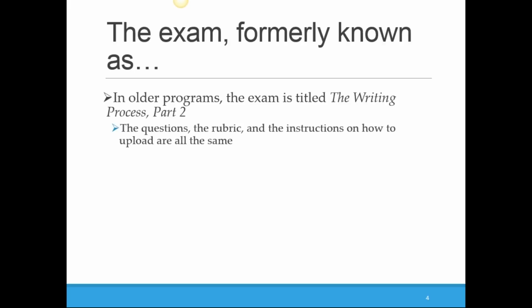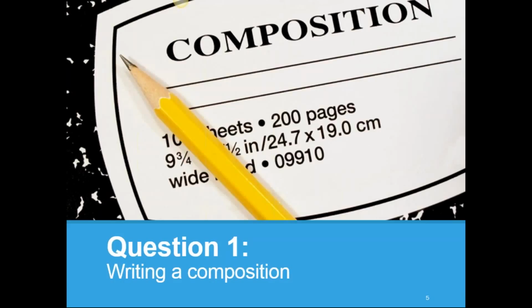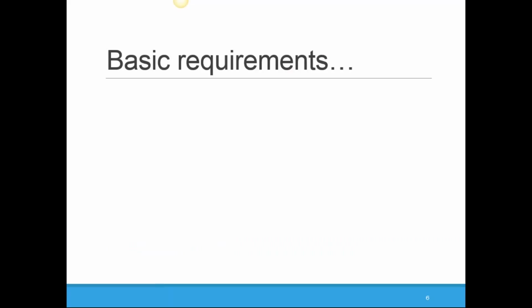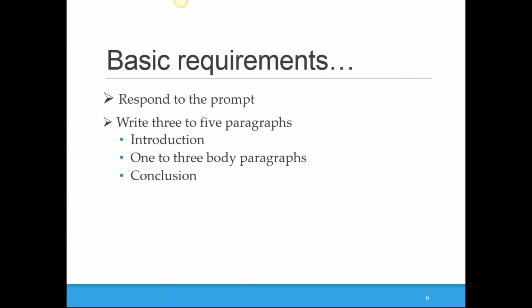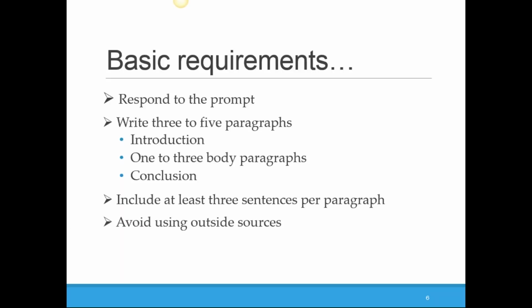Let's begin with question 1, writing a composition. There are a few basic requirements for this composition. You will need to respond appropriately to the prompt, write 3 to 5 paragraphs, which includes an introduction, 1 to 3 body paragraphs, and a conclusion. You must include at least 3 sentences per paragraph, and you must avoid using outside sources. This should be something that comes directly from your mind, something that you create without any research.